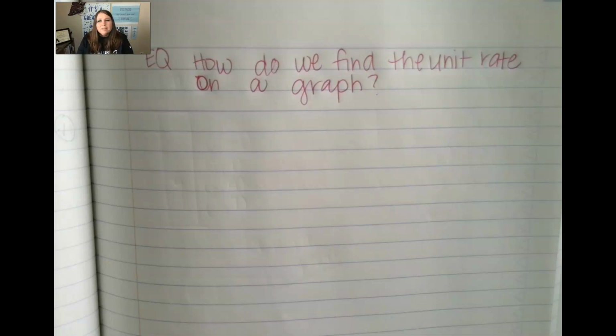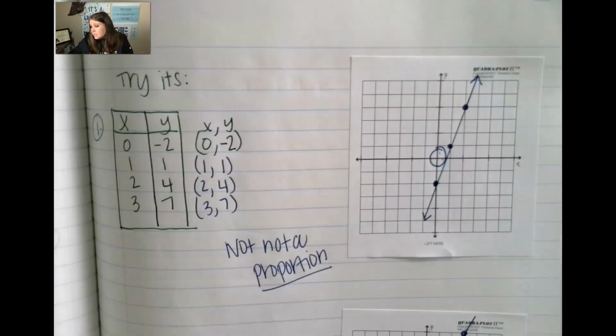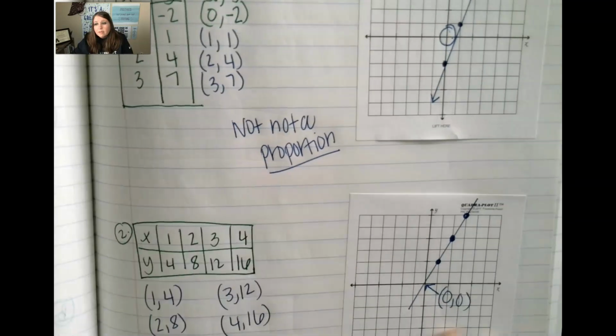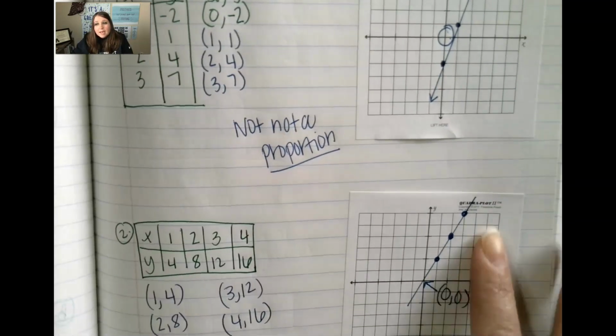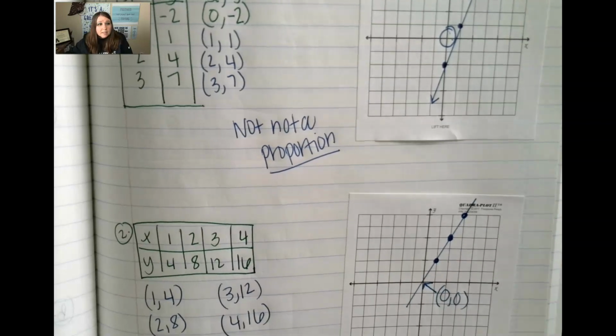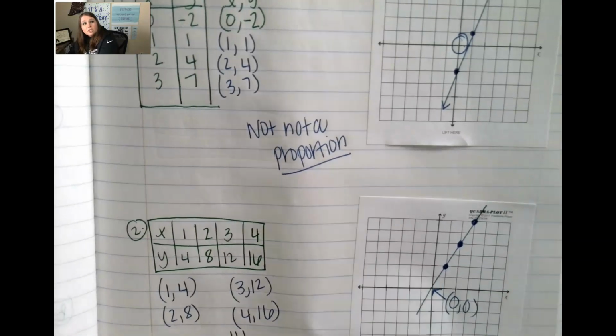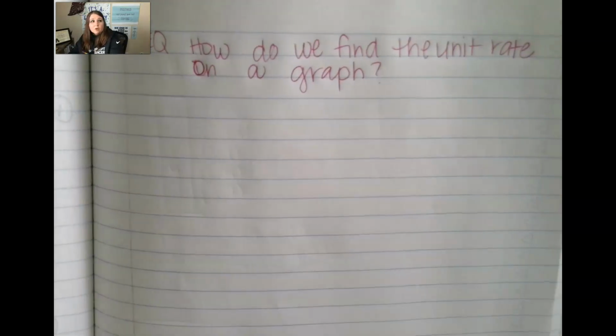Everyone. Today we will be using graphs to find the unit rate. So our essential question is, how do we find the unit rate on a graph? We know that proportional relationships can be graphed. We graphed those in our very last lesson, and we noticed that they were proportional if they went through 0, 0, and had a constant rate, or the k. Today we're going to be looking at proportions, and we're going to determine what the unit rate is based on what they look like in a graph.